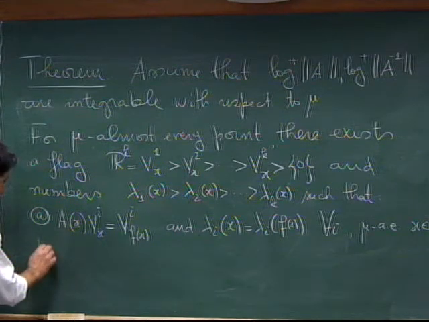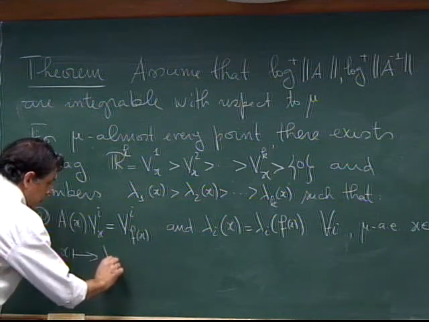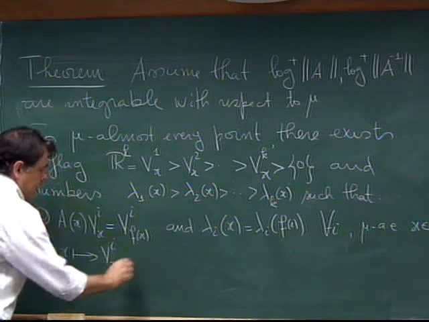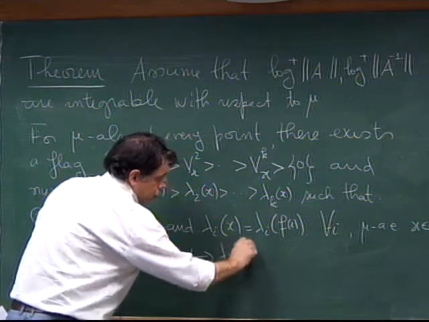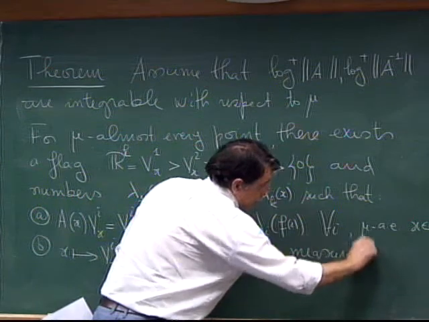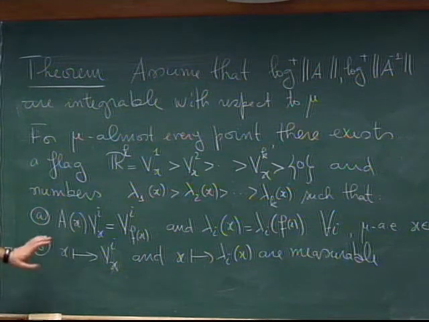The second property is that the maps x goes to Vi of x, and x goes to lambda i of x are measurable. Not continuous, measurable. I'm not assuming that M has a topology, so it would not make sense to speak of continuity, but what we have is that these maps are measurable.